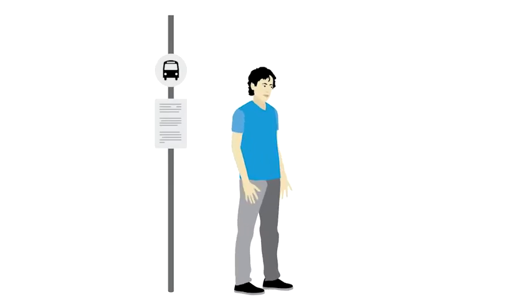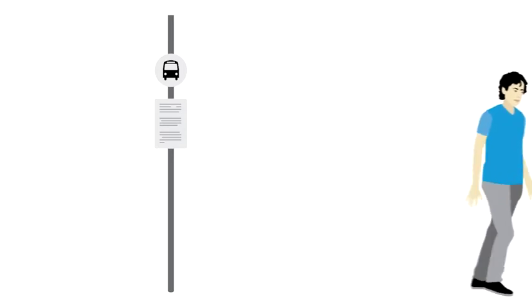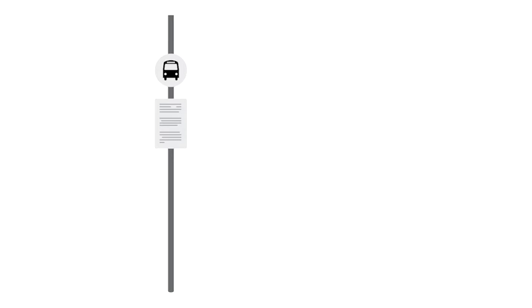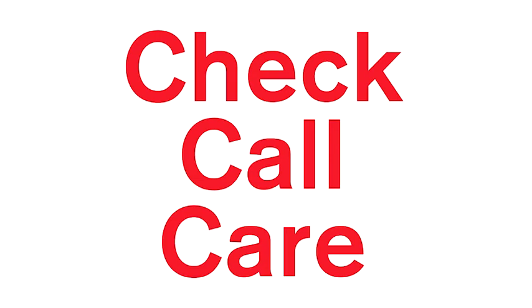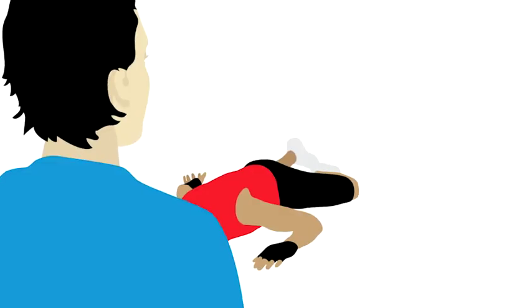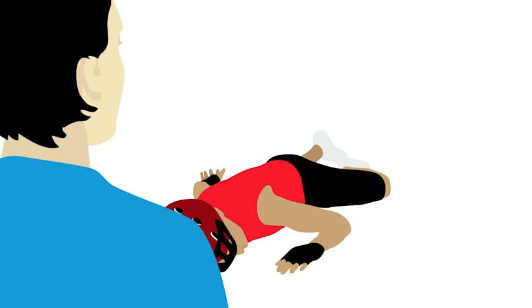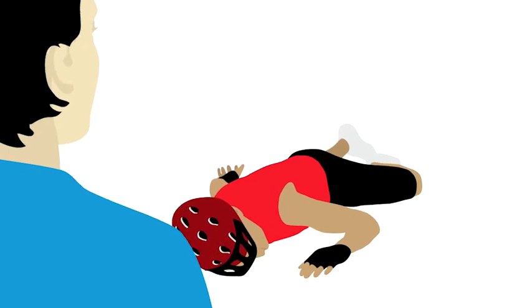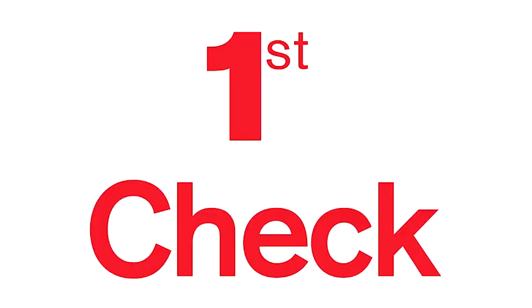Now that you have recognized an emergency and decided to take action, follow the emergency action steps. Check, call, care. Before rushing to help an injured or ill person, you need to check the scene, so stop and look around. By answering the following questions, you will gain the information you need to proceed.